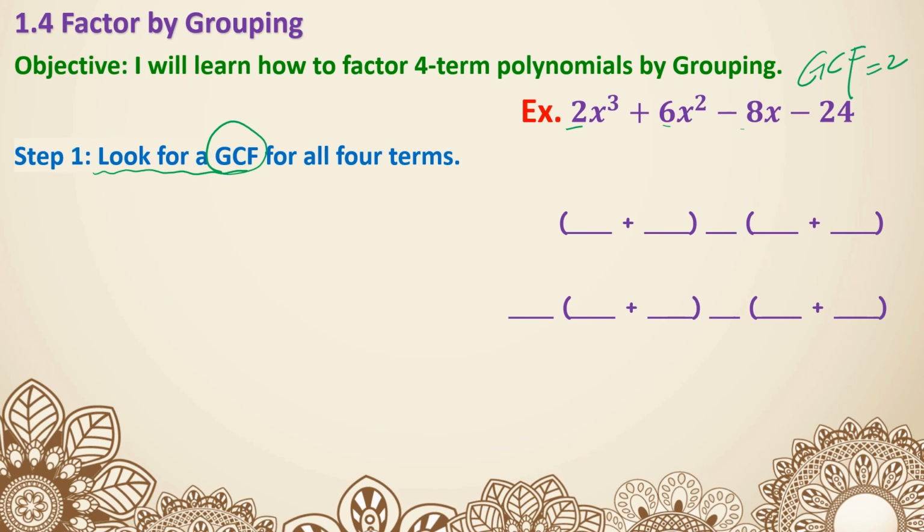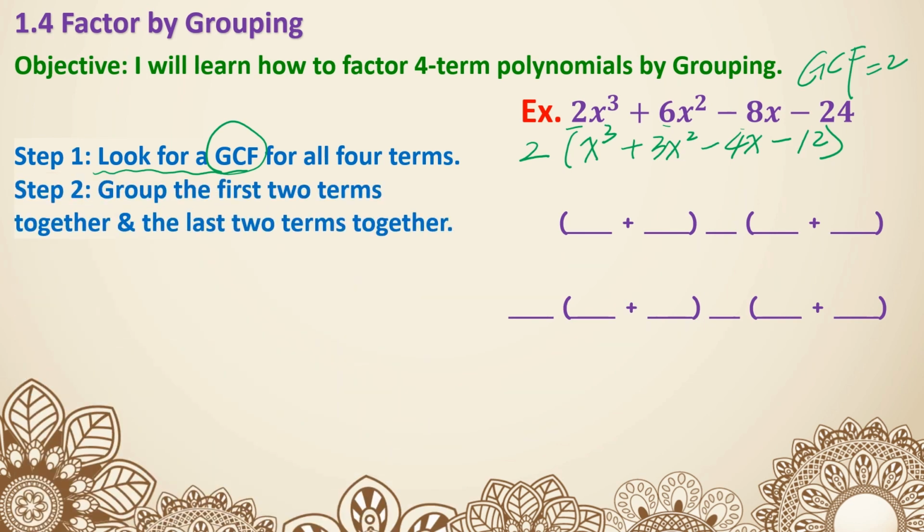So I am going to factor out the GCF, 2. Then we have x cubed plus 3x squared minus 4x and minus 12. If you haven't noticed, that's exactly the previous question I just gave you, so let's use that idea. Step 2, group the first two terms together and the last two terms together. For now, we are going to leave this 2 in the front, but don't forget, at the very end, we do need to include that back into our final answer.